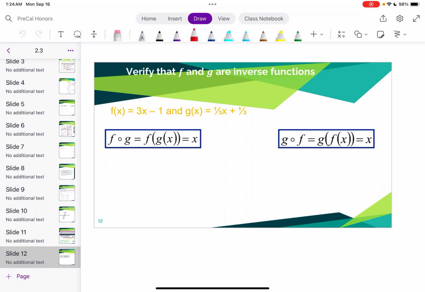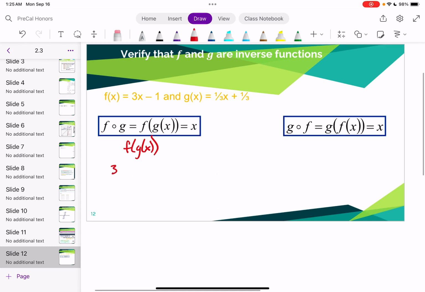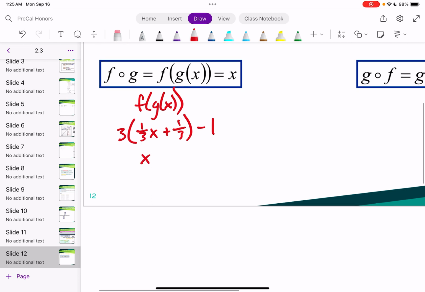So in this slide, we're going to begin with our f of g of x. So we begin with 3 times 1/3 x plus 1/3 minus 1. 3 times 1/3 would just be x, or 1x, plus 1 minus 1. In this case, minus 1 and plus 1 cancel off. We are left with x.